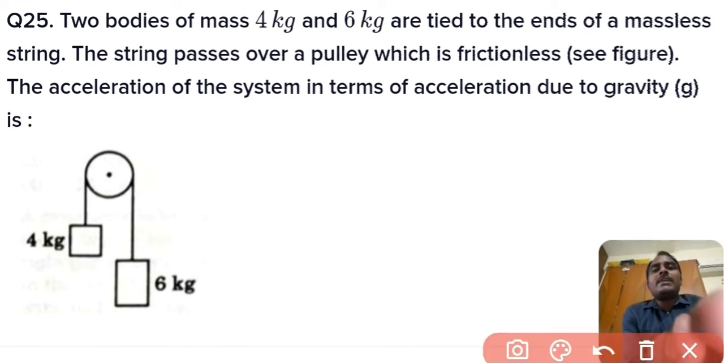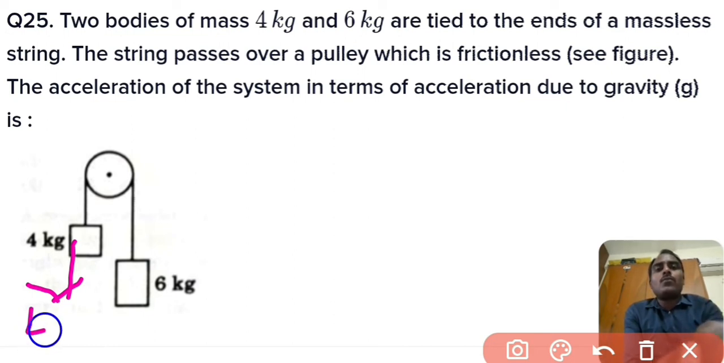Here for 4 kg, the force will act downward, the weight of 4 kg, mg, the gravitational force is mg, m is 4, so 4g will act downward here. And for 6 kg, the force acting downward will be mg, m is 6, and so 6g will act here.